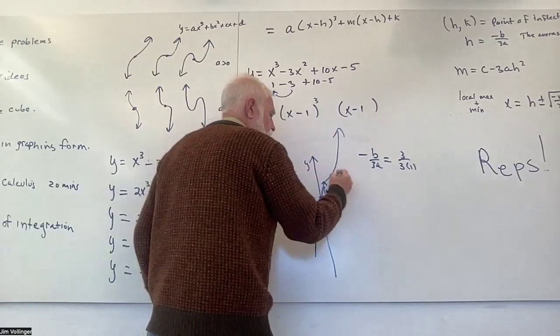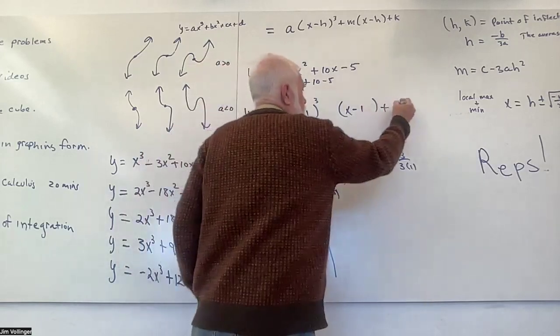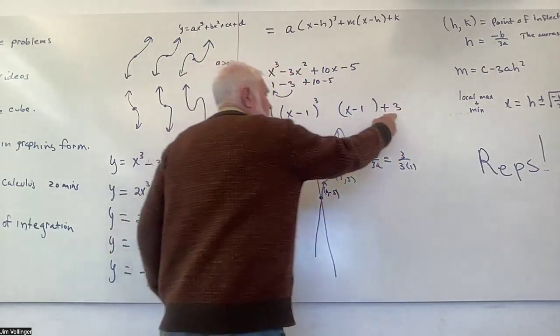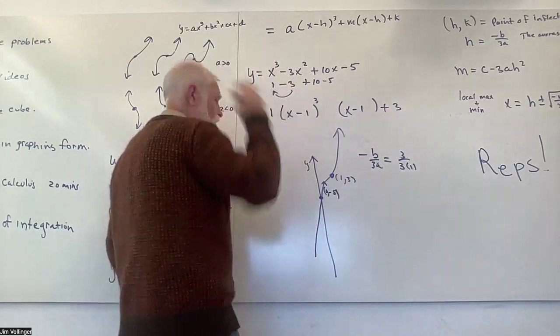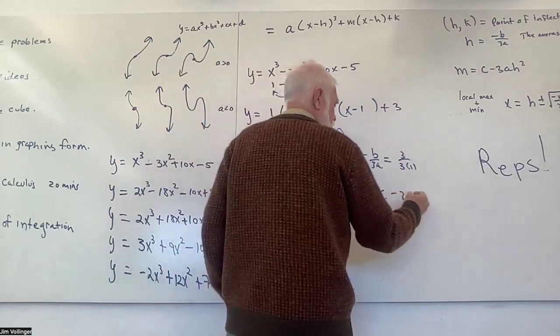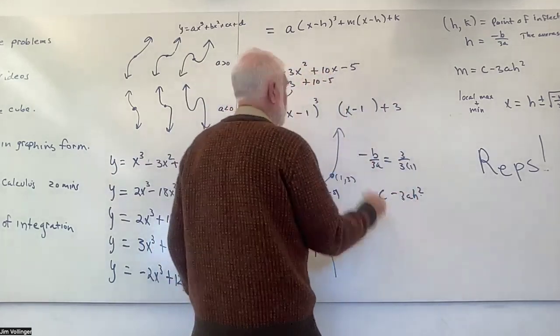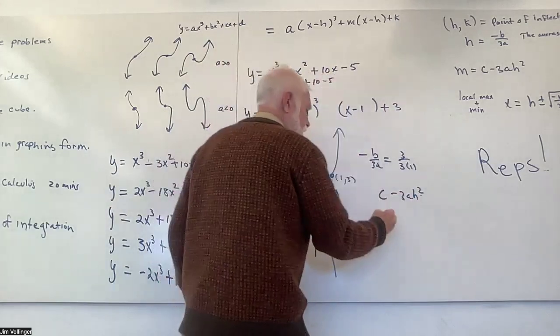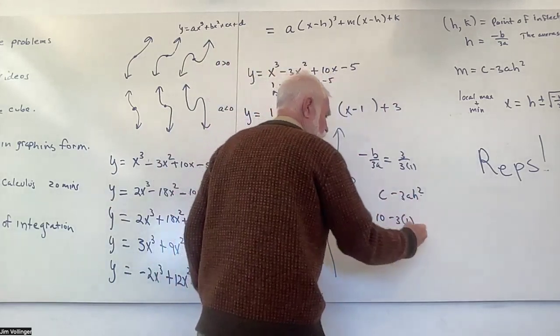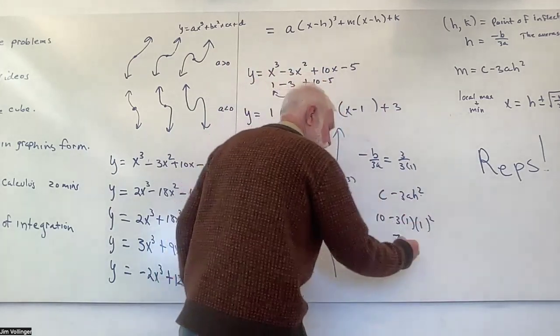And at 1, I'm at a height of 3. So I'm building off of the coordinate (1, 3) and looking at change. And so m, I'm assuming, is the slope, c minus 3ah squared. I'll leave these on the board. So in this case, c minus 3ah squared, c is 10, minus 3, a was 1, h was 1 as well. And it looks like I'm going up at 7 to 1.